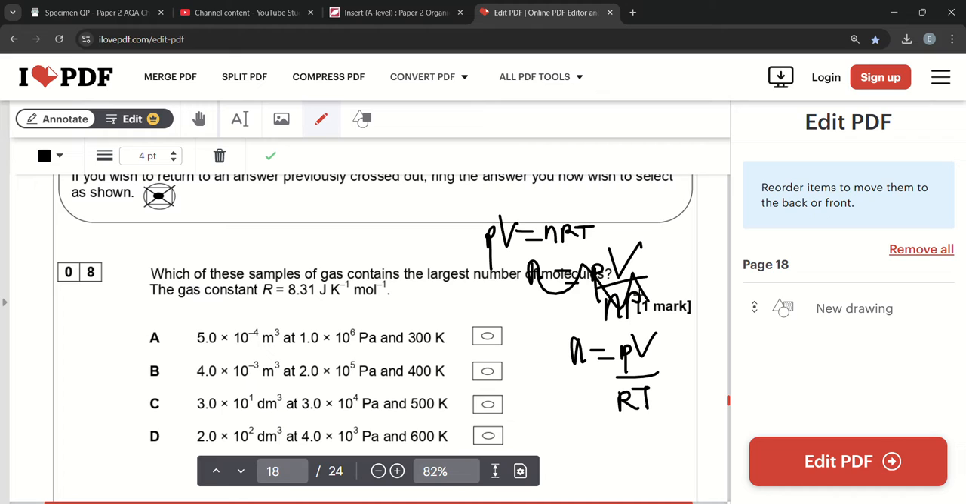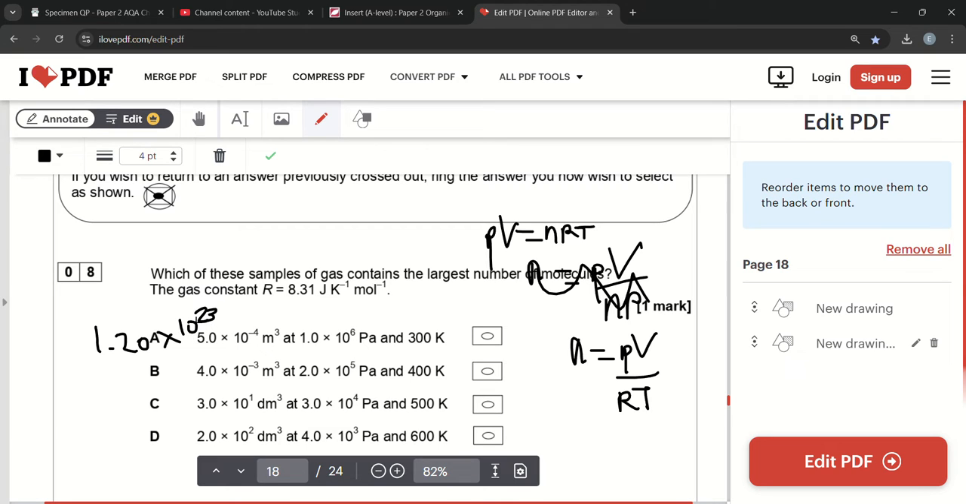So, pressure in pascals, 1.0 times 10 to the power 6, times the volume in meters cubed, 5.0 times 10 to the power minus 4, divided by R, 8.31, times 300, and times 6.022 times 10 to the power 23. That gives molecules 1.20 times 10 to the power 23.